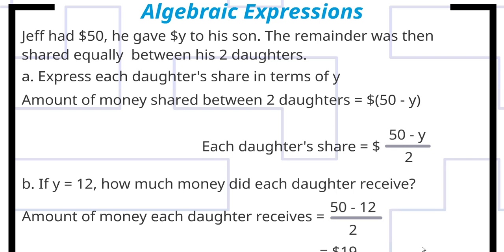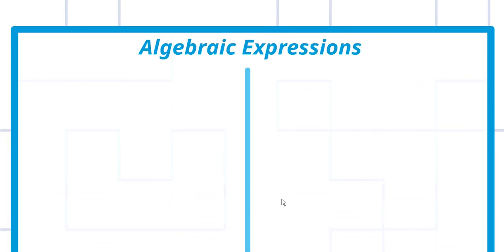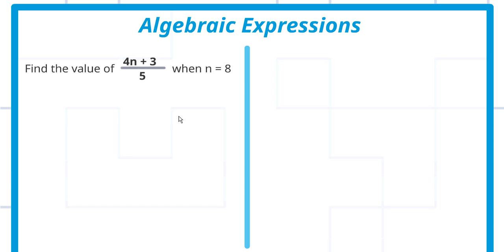Let's move on to our next example. Here we have a question. Find the value of (4n plus 3) divided by 5 when n is equal to 8. This example is different from the previous one because this is not a word problem. This simply wants us to find the value of the expression (4n plus 3) divided by 5. Whenever we see n, we substitute it with 8.